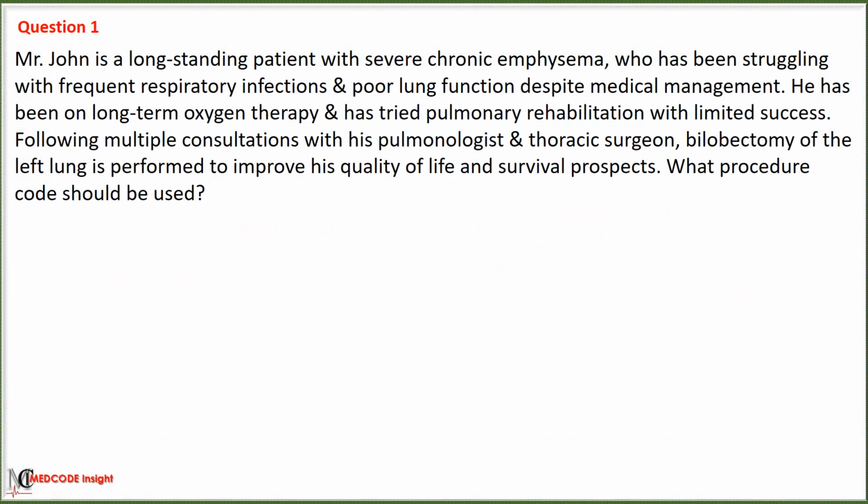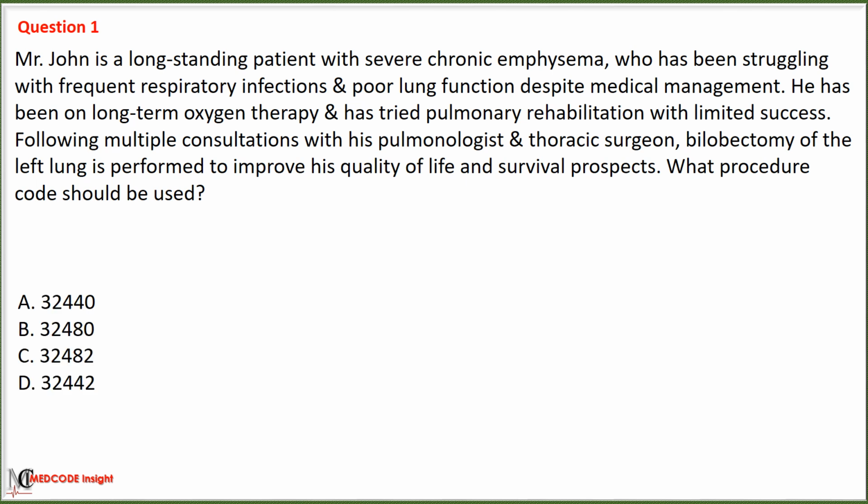Mr. John is a long-standing patient with severe chronic emphysema who has been struggling with frequent respiratory infection and poor lung function despite medical management. He has been on long-term oxygen therapy and has tried pulmonary rehabilitation with limited success. Following multiple consultations with his pulmonologist and thoracic surgeon, bilobectomy of the left lung is performed to improve his quality of life and survival prospects. What procedure code should be used?